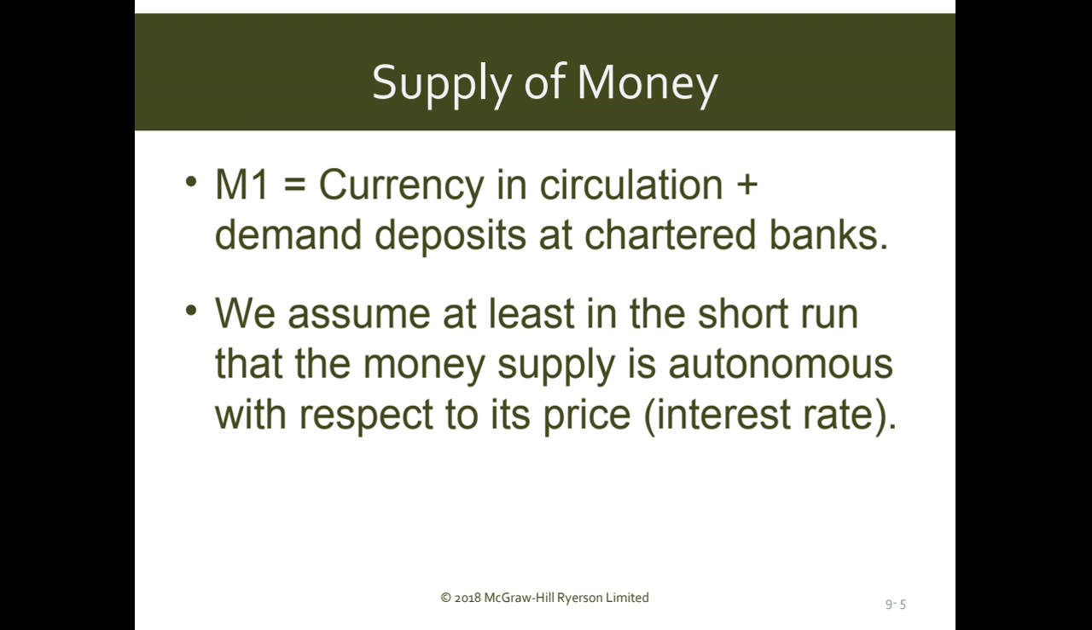Once we know how the money market works, then I will show you how this money market is related to investment. That is one component, or exports. There are two components in the aggregate demand or aggregate expenditure equation. If you remember, C plus I plus G plus exports minus imports. So I've already discussed the supply of money. We'll only consider the narrow definition of money supply, M1, currency in circulation plus demand deposits at chartered banks only.